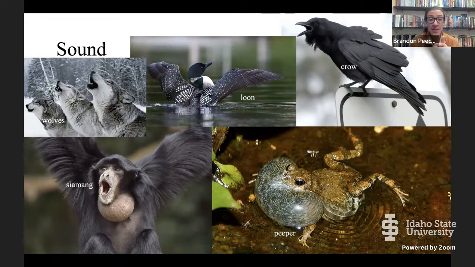The frog and that gibbon, the siamang, are doing really interesting things by expanding the air chamber of their throats. The frog way more than the siamang, but making this resonant chamber. Really cool, right? I mean, that is a really remarkable adaptation for communication. So let's get into a little bit of details here about sound and sound production.